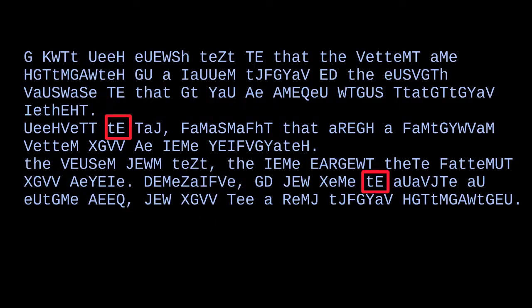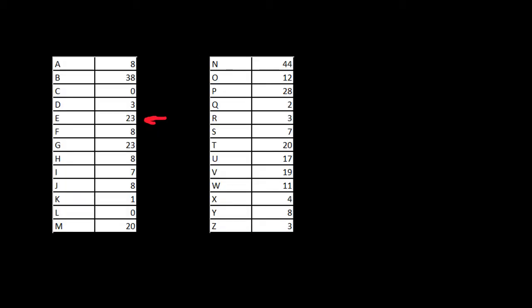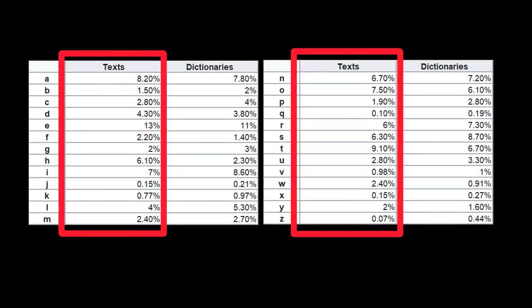Another interesting observation is T, as in simple T, capital E, which can only be the word two. The frequency for E is 23, which is also consistent with what we know of the frequency of O in a paragraph. So let's just replace G with I and E with O.